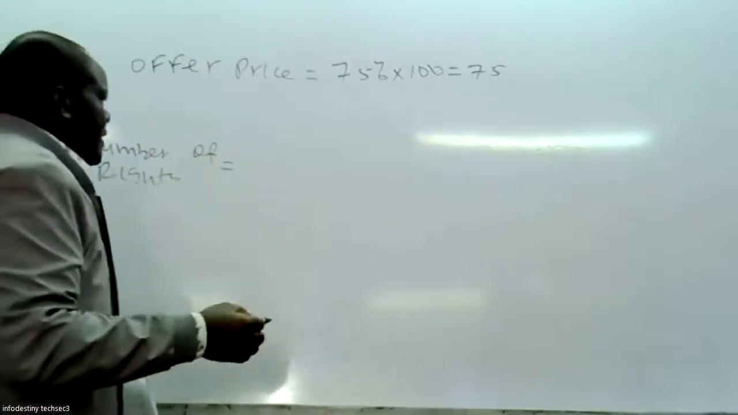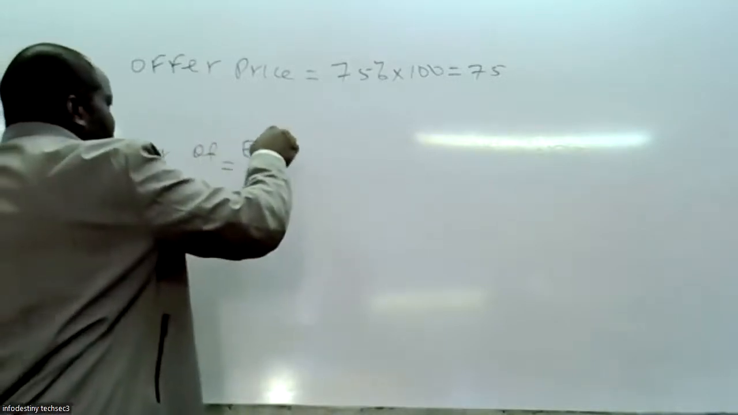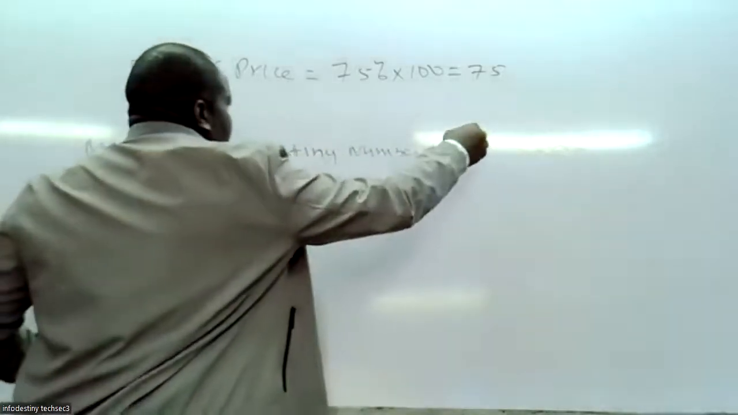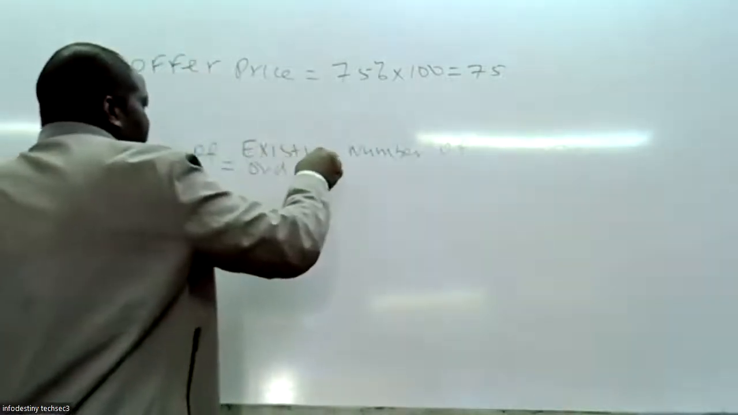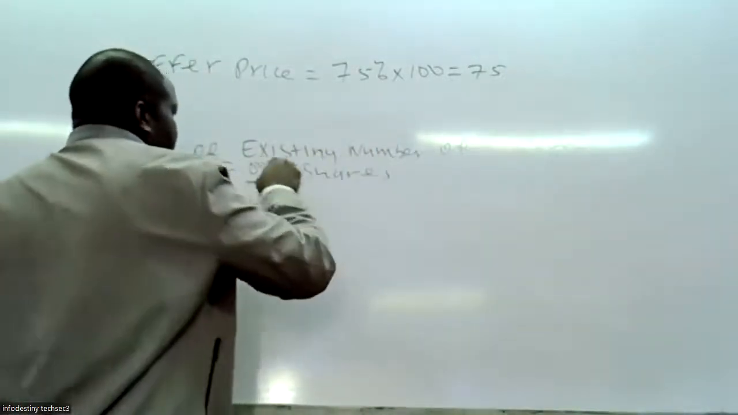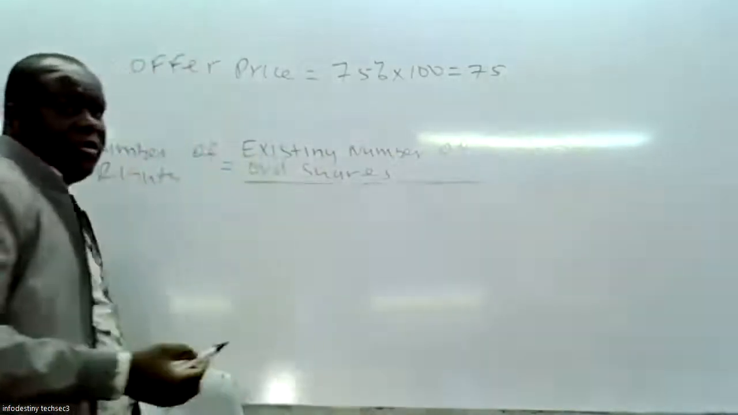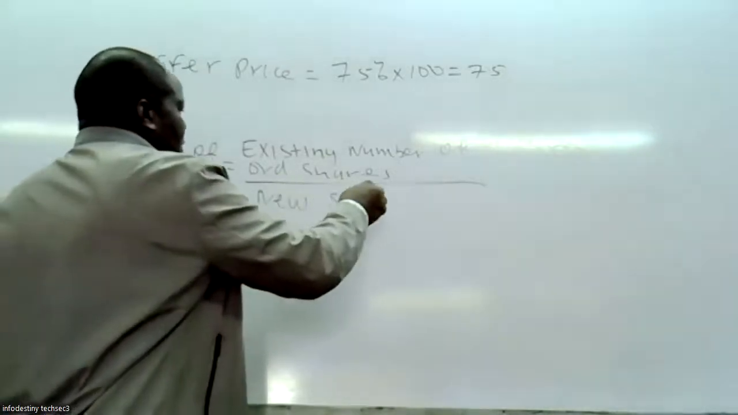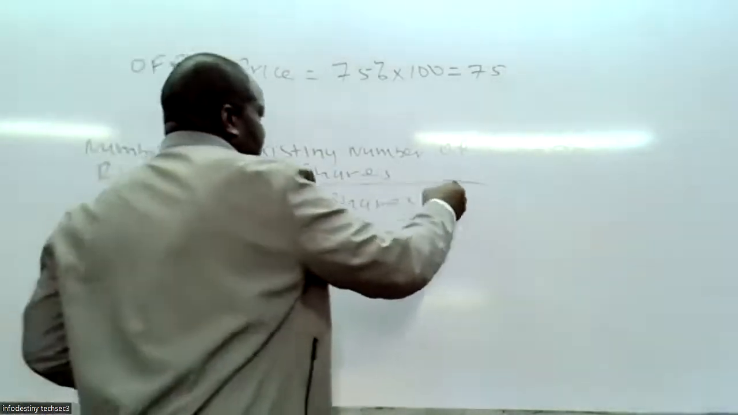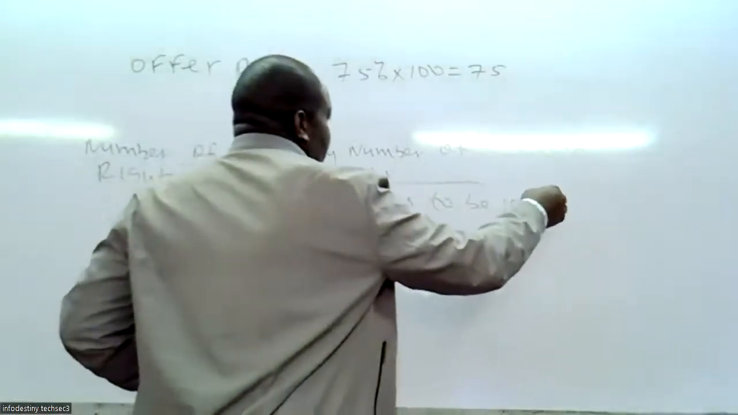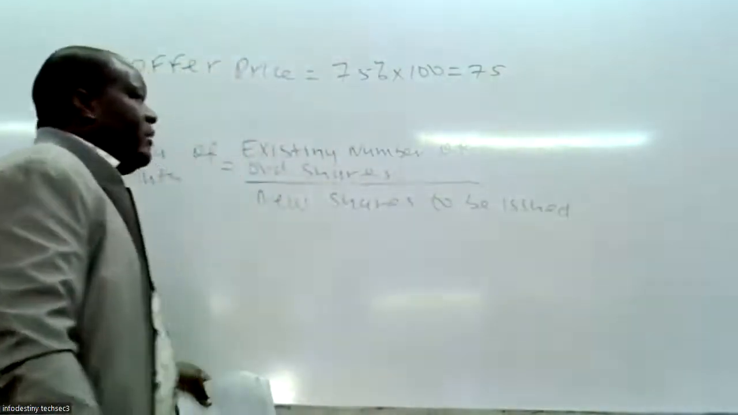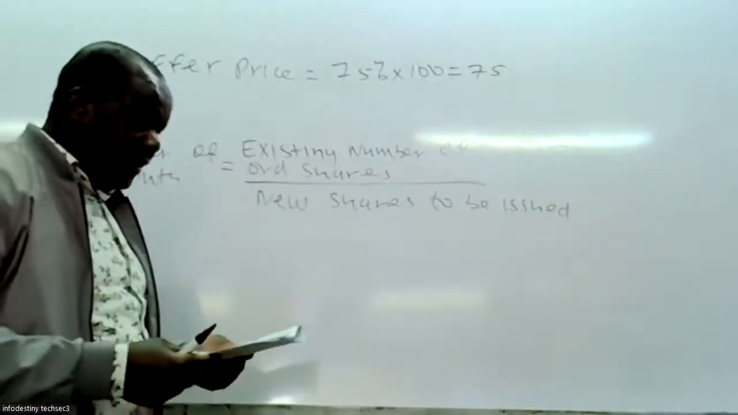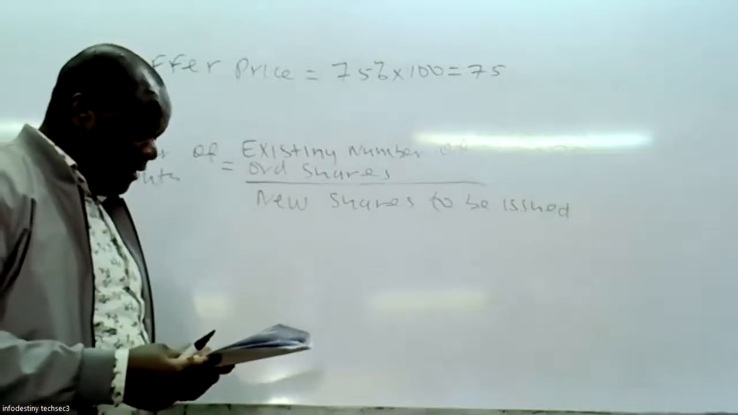Remember, it is given by the existing number of the ordinary shares, divided by the new shares to be issued. Existing number of the ordinary shares are given. So now 100 and what?